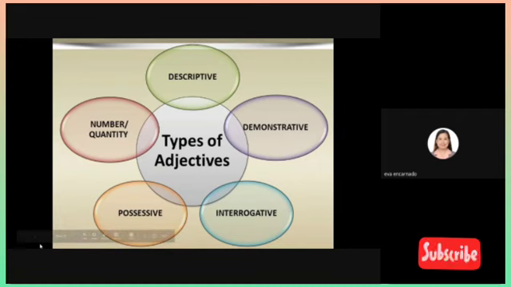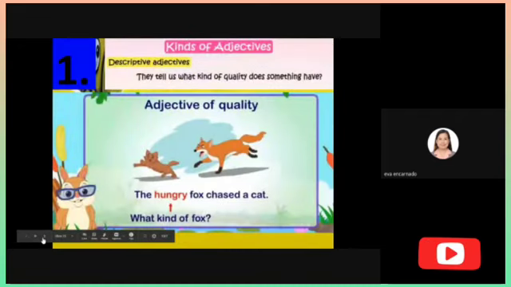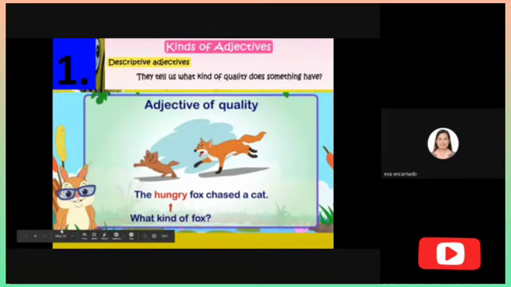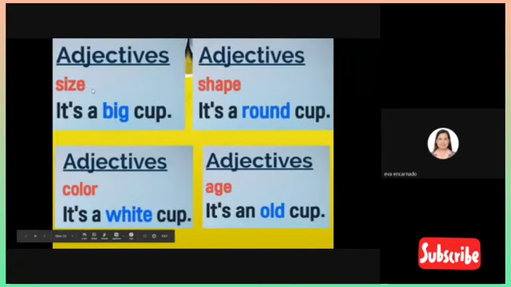Okay? So the first one is number 1, descriptive adjectives. They tell us what kind of quality does something have. Okay, it answers the question what kind. Example, when we say quality class, adjective of quality and descriptive adjectives, pareho lang yan. The hungry fox chased a cat. What kind of fox? Hungry, right? Descriptive adjectives.